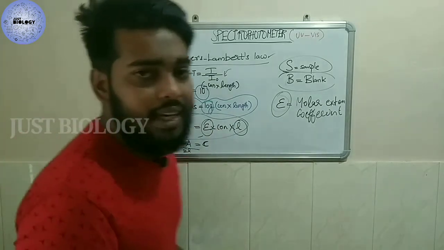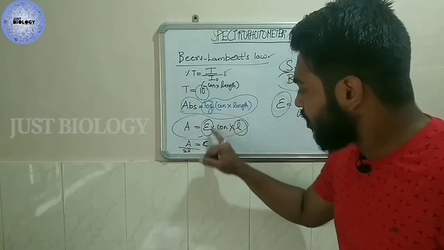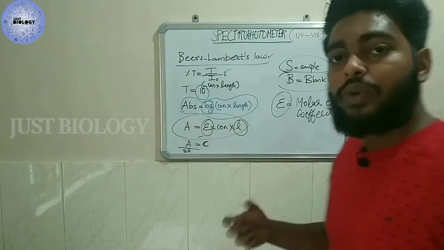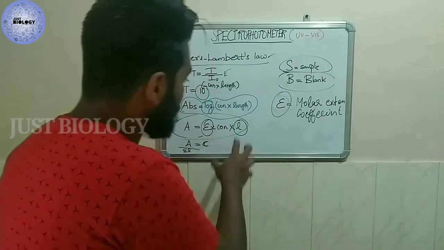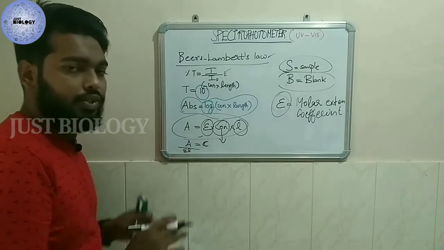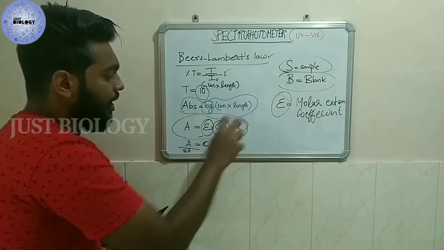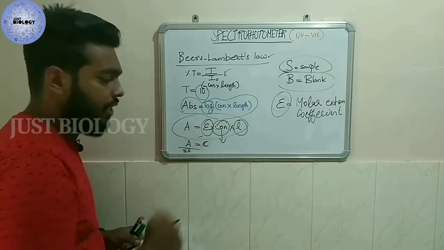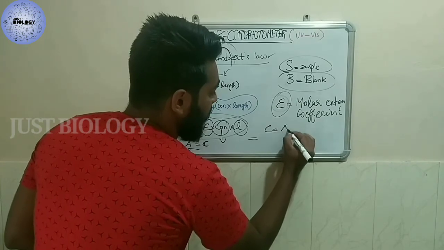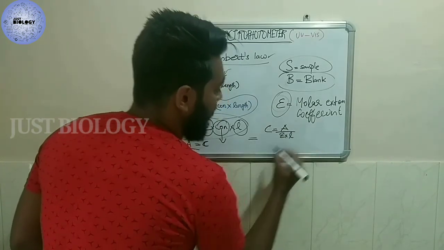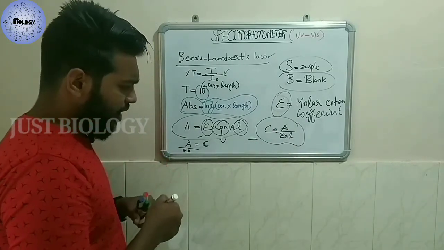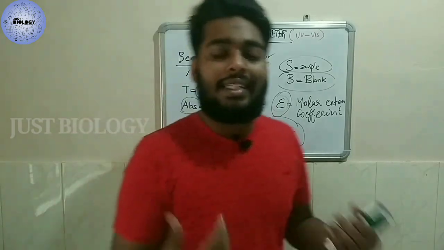I'll tell you once again. What we need to know is the concentration, how much amount of the molecule is present inside the sample. That is what we are looking for. So keep the concentration on the right hand side, then take length and epsilon, which are constants, to the left hand side. Then you will get an equation: concentration is equal to absorption divided by epsilon into L. This is the equation for getting the unknown concentration from the samples.